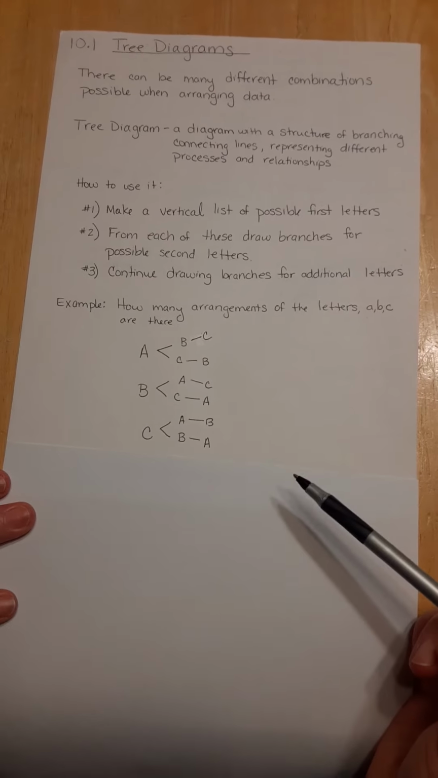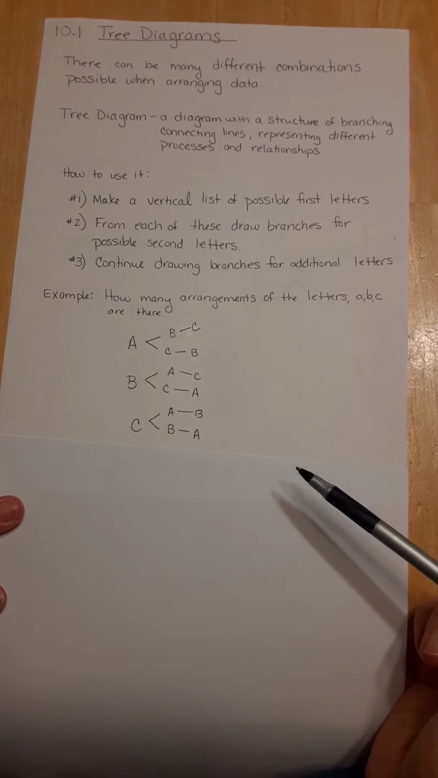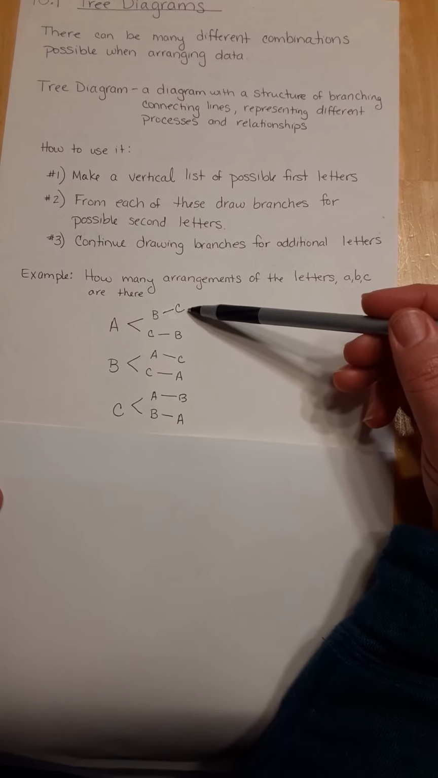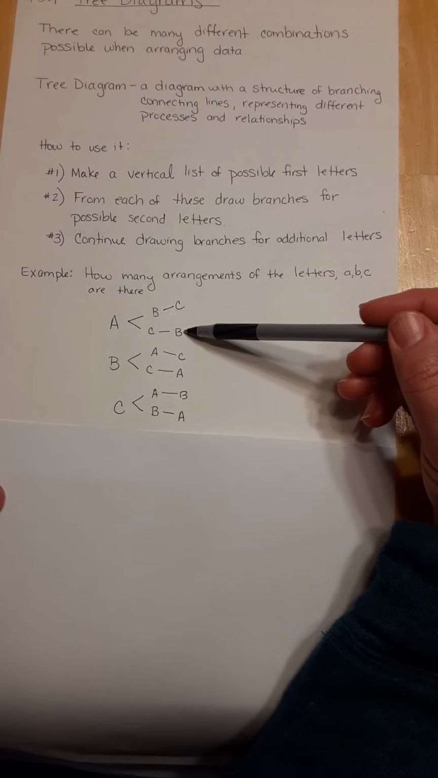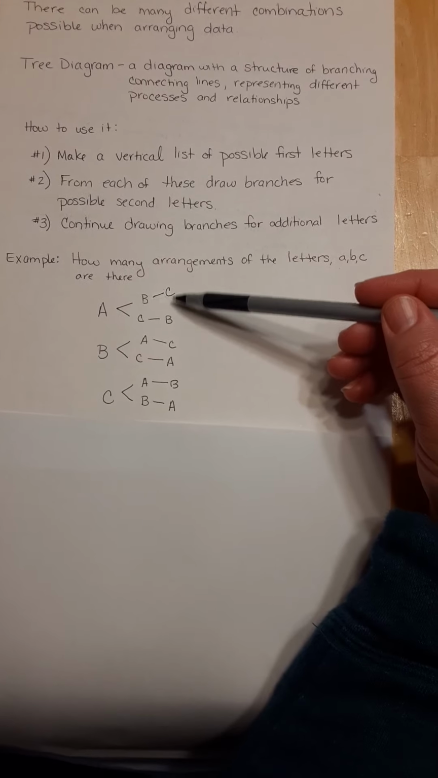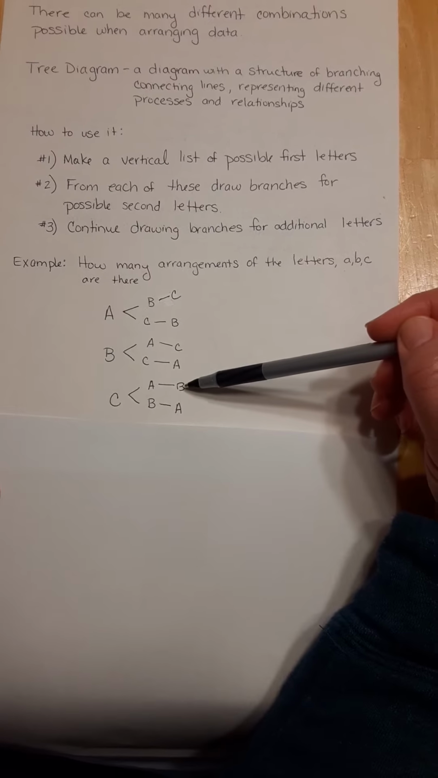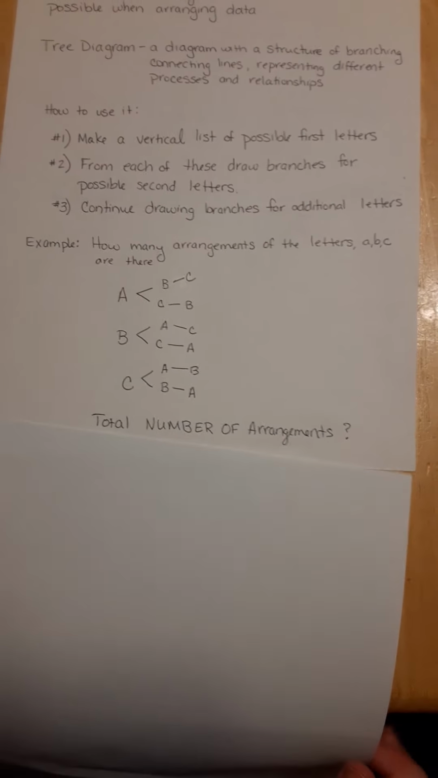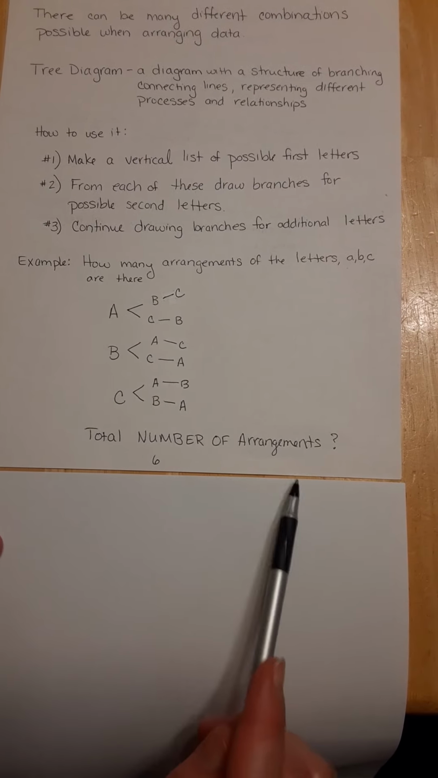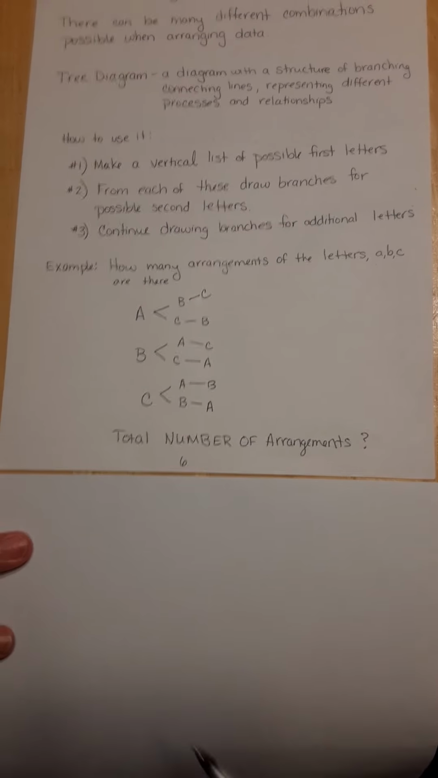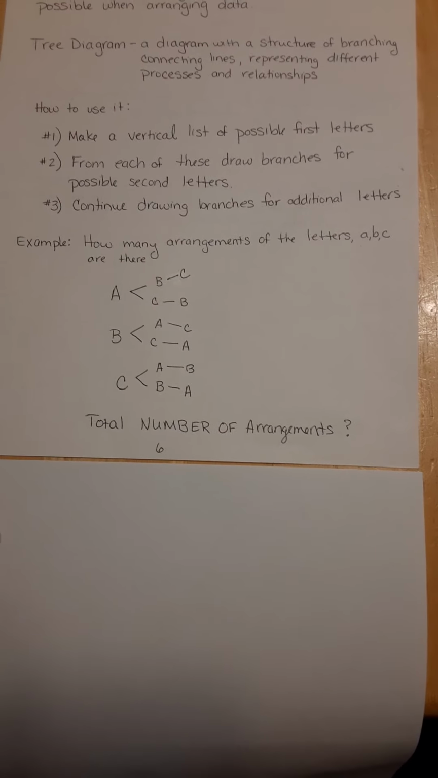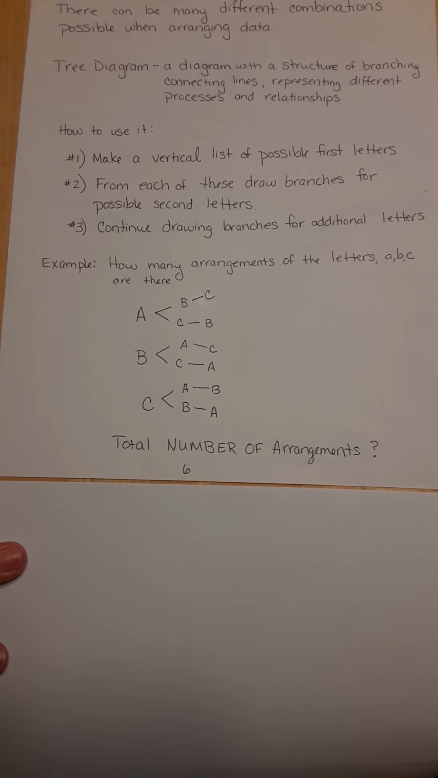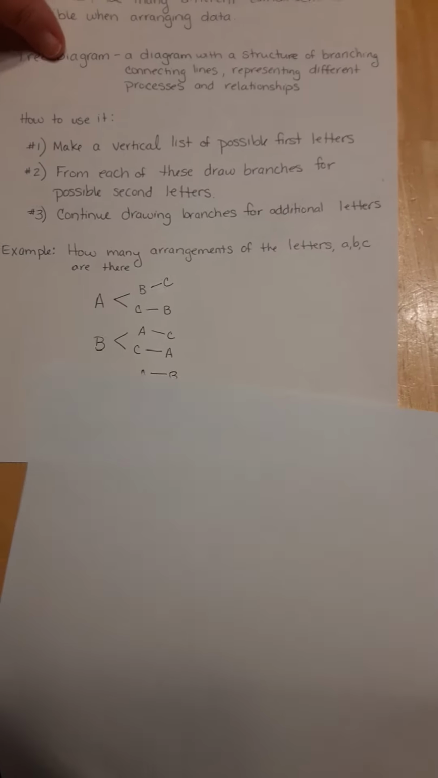To find out how many total combinations there are, I'm going to go to that last branch and count up every possible thing there is. So there's 1, 2, 3, 4, 5, 6. So I know there are 6 different arrangements of putting A, B, C together without repeating any of those letters. Let's take this example and apply it to something else.